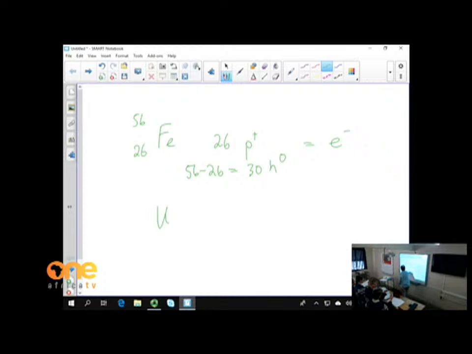Now, uranium is uranium-235, and it has 92, the atomic number. So it will have 92 protons. And 235 minus 92 would equal the number of neutrons, 143 neutrons. Once again, if they asked for the number of electrons, it would equal the number of protons because we have a neutral element.